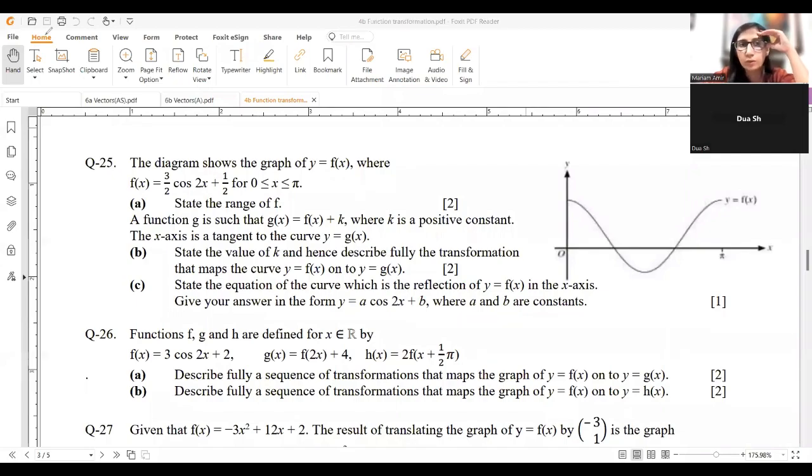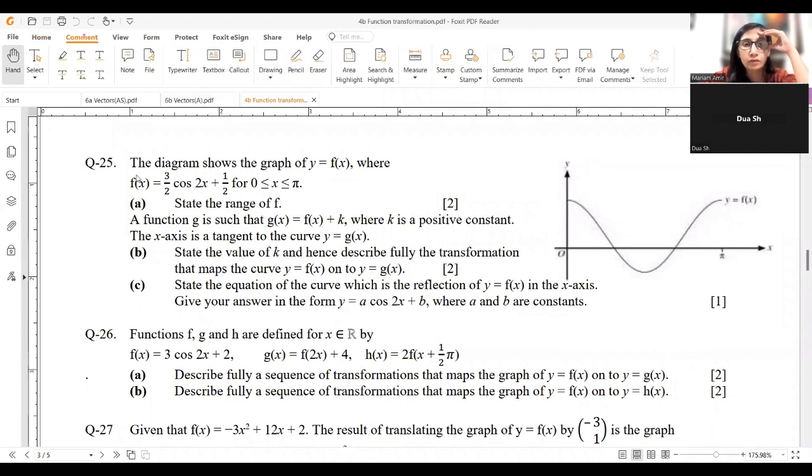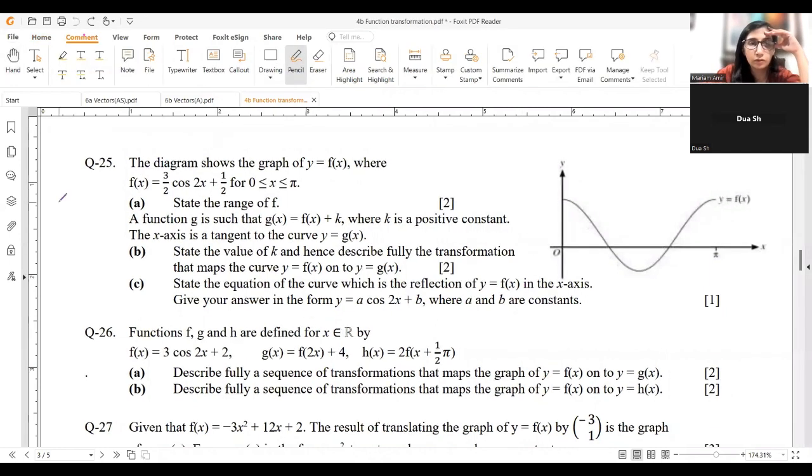We're starting with question number 25 of the transformation worksheet. The diagram shows the graph of y equals f(x), where f(x) equals 3/2 cos 2x plus half, for x between 0 and pi. State the range of f. So you have to state the maximum value of y and the minimum value of y for this graph.